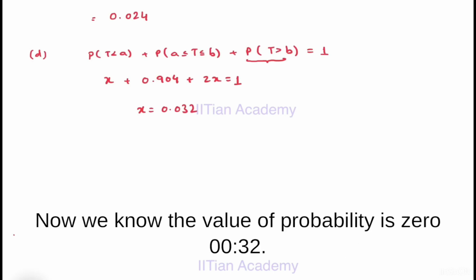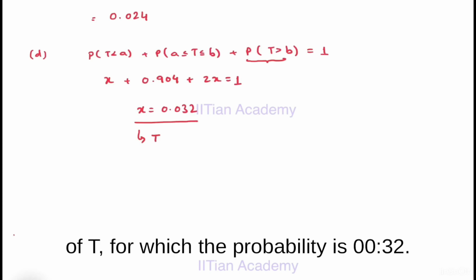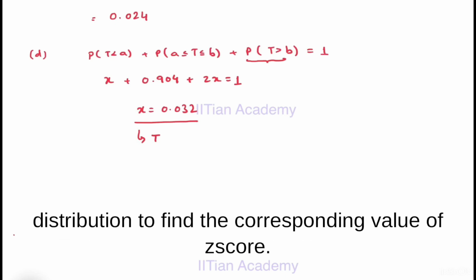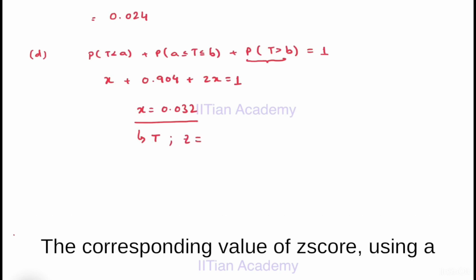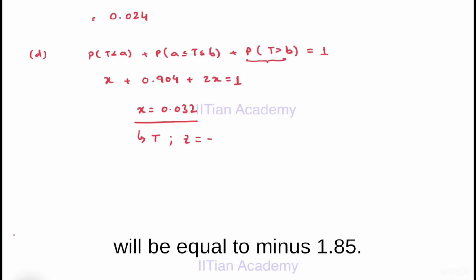Now we know the value of the probability is 0.032. The next step would be to find the value of t for which the probability is 0.032. So we need to use the standard normal distribution to find the corresponding value of the z-score. The corresponding value of the z-score, using a standard normal distribution table or a calculator, will be equal to minus 1.85.